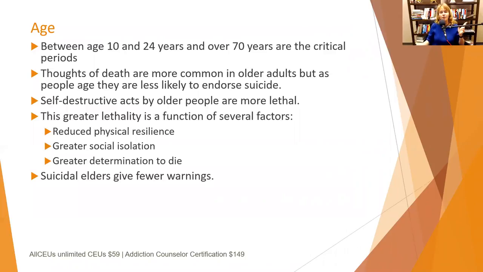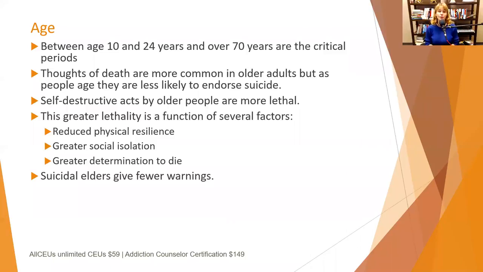Between age 10 and 24, doesn't that break your heart? Between the ages of 10 and 24, and over 70 years are the critical periods. These are the highest. I told you yesterday that the risk of suicide was bimodal, so young people and older adults tend to be at higher risk. Thoughts of death are more common in older adults, but as people age, they're less likely to endorse suicide. A lot of times they come to peace with whatever it is and decide when it's their time, it's their time.